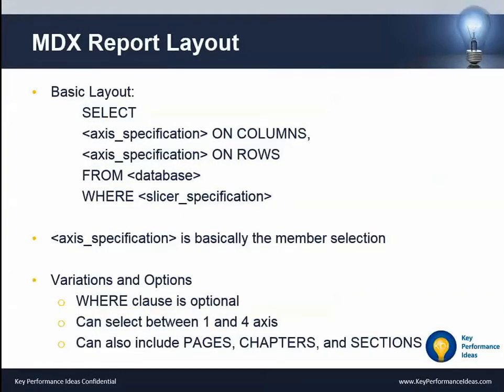So what does an MDX report layout look like? You have your basic layout, which is going to be select your dimension. We're going to say axis specification, and that's basically your member selection for your dimension. So you're going to select your dimension on your columns, your dimension on your rows from the database, and then your where is where you can slice that data down a little bit more. So the where clause is optional. You can select between 1 and 4 axes, and they are named columns, rows, pages, chapters, and sections.